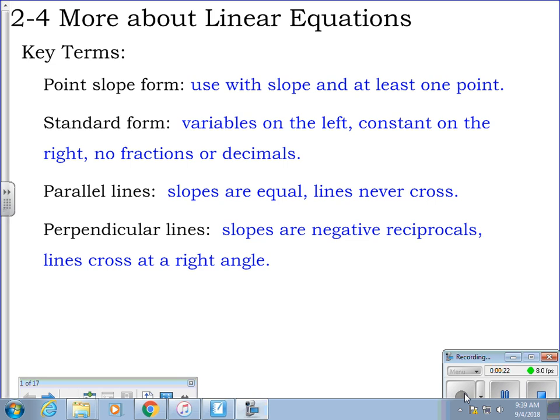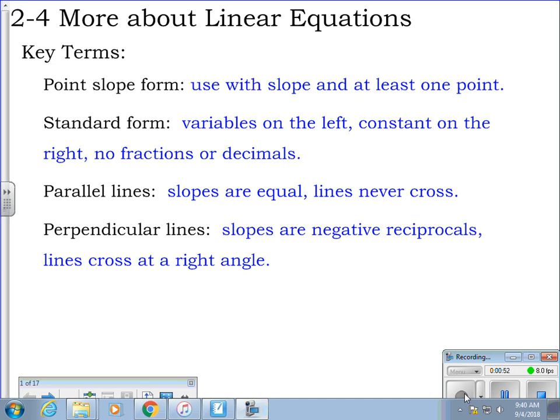Point slope form. This is what I do when I write 90% of my equations. Probably closer to 95% of the equations, I start with point slope. Everything we're going to do in here today, we're going to start with point slope. Okay. Standard form: variables on the left, constant on the right, no fractions or decimals. Key to this, no fractions or decimals. They will need to be removed when you put it to standard form.